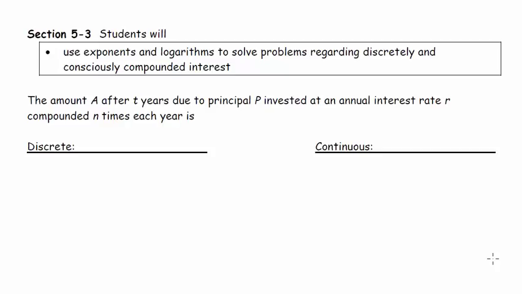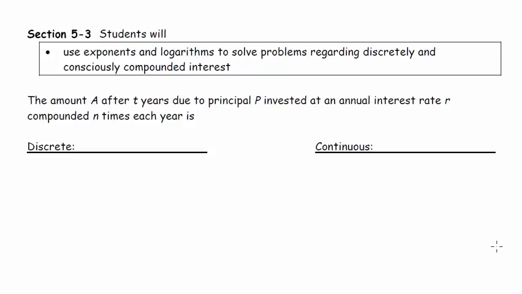In section 5-3, we're going to look at one application of exponential and logarithmic functions, which is calculating future value of a lump sum investment. So we're going to have two cases here, and I'm going to jump back to this slide in a minute after we look at an example.